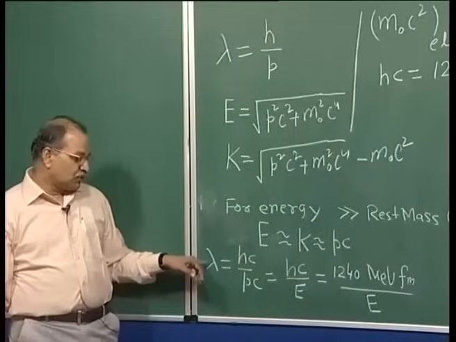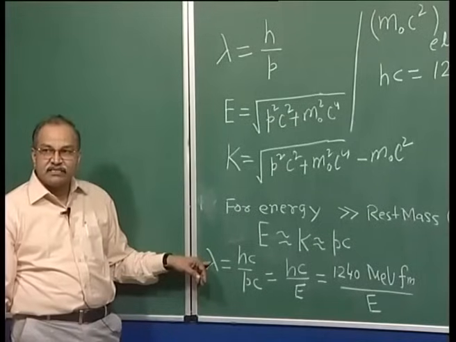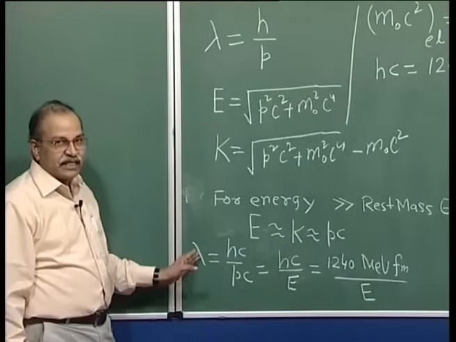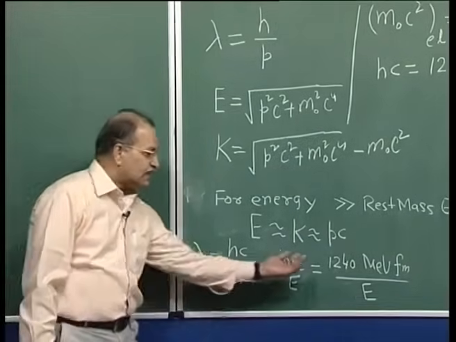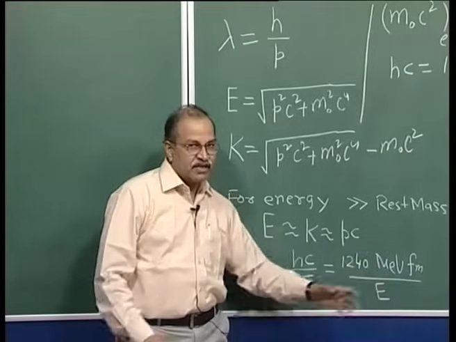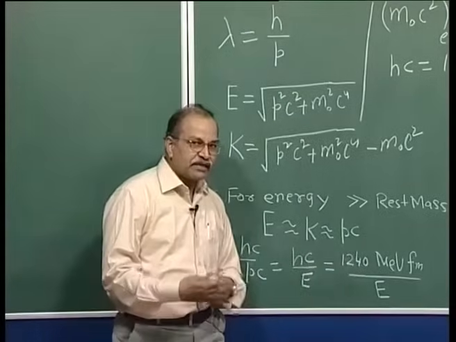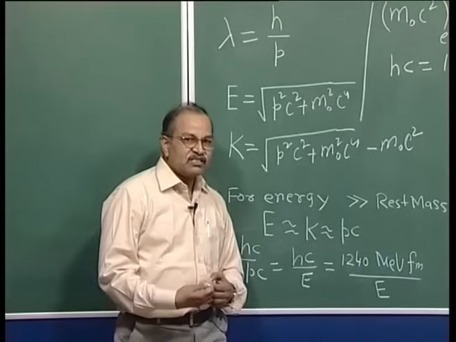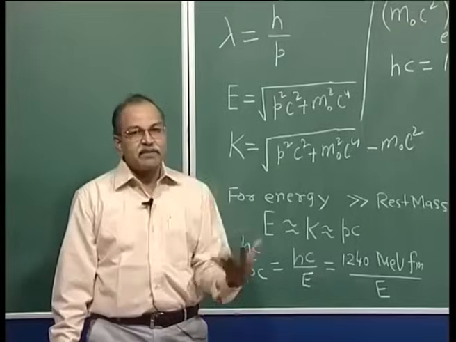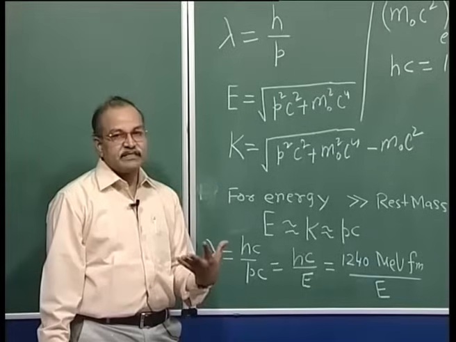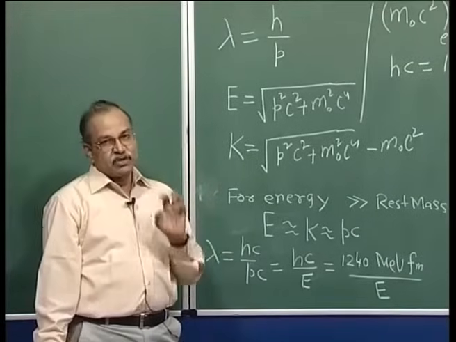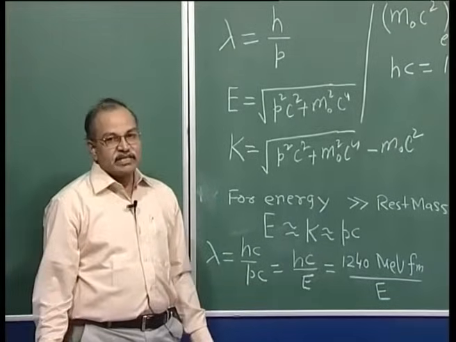So, if you want to have 10 femtometers as the wavelength, what should be the energy? If the lambda you need is 10 femtometers, then 10 femtometers is equal to this, and the energy should be 124 mega electron volts. So, if you have 124 mega electron volts kinetic energy of the electron, the wavelength will be 10 femtometers. So, you need hundreds of MeV, mega electron volts, of kinetic energy to be given to the electron so that its wavelength becomes comparable to or smaller than the size of the nucleus.